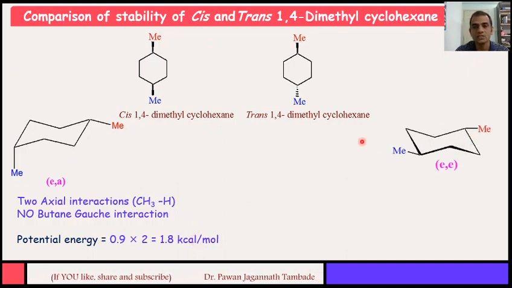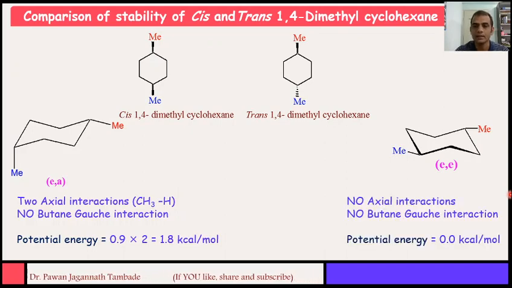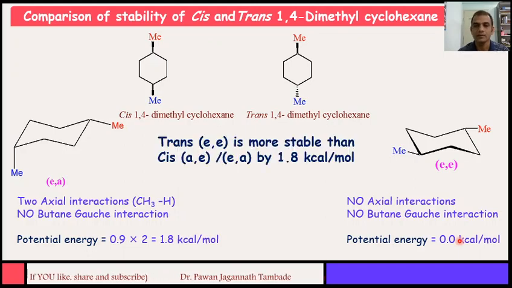However, if you look at trans 1,4-dimethyl cyclohexane, this is the stable conformation, that is the EE conformation, in which both the methyls are at equatorial positions. They do not show any axial interaction, and thus the potential energy of this EE structure is 0 kilocalorie per mole. So when we compare cis and trans 1,4-dimethyl cyclohexane, the trans structure is more stable as compared to cis by an amount of 1.8 kilocalorie per mole.